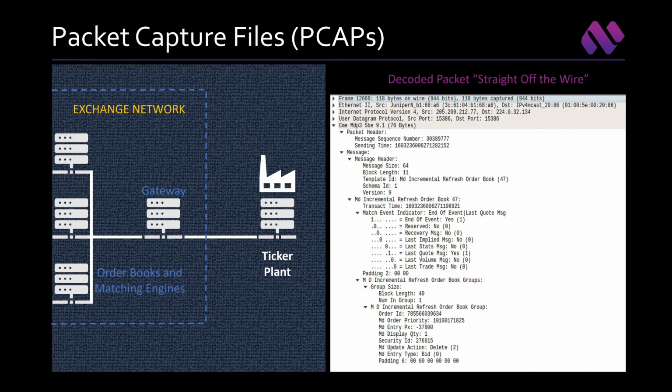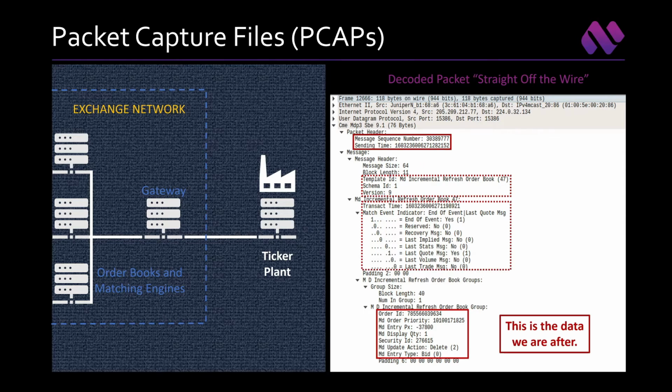This is the decoded payload of a single network packet emitted by an exchange gateway. This particular packet contains a single MBO packet. You can tell it's MBO data by the fact that it has an incremental refresh that includes an identifiable order ID and priority. A couple of items of note.